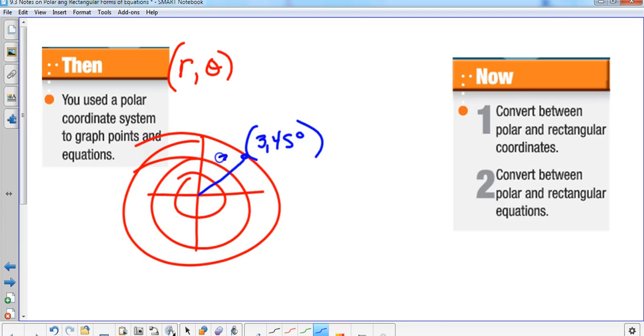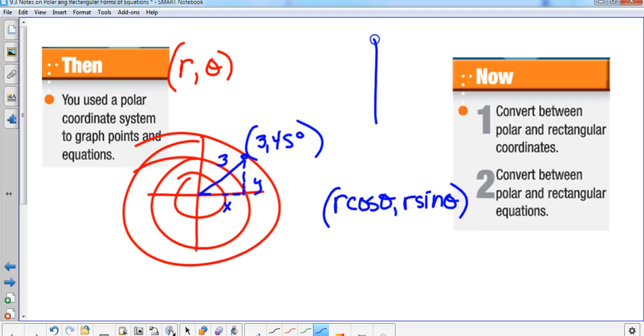This distance is 3. Any ideas how we could find the X and the Y? Sine and cosine. Does this sound familiar? Should sound real familiar from vectors, right? That's how we're going to change things given this form into an X and a Y.